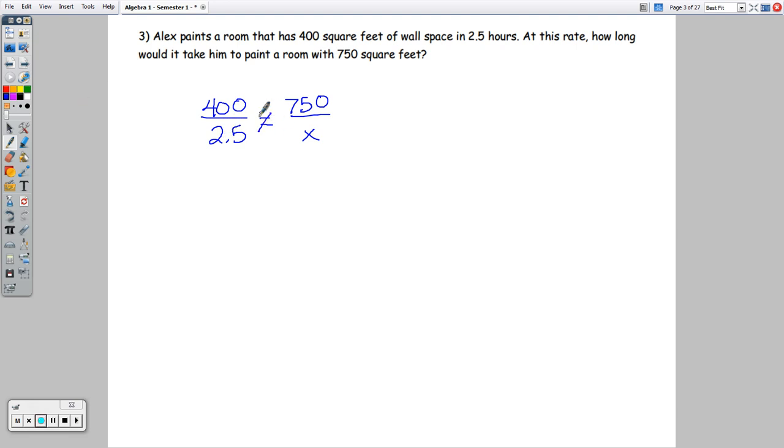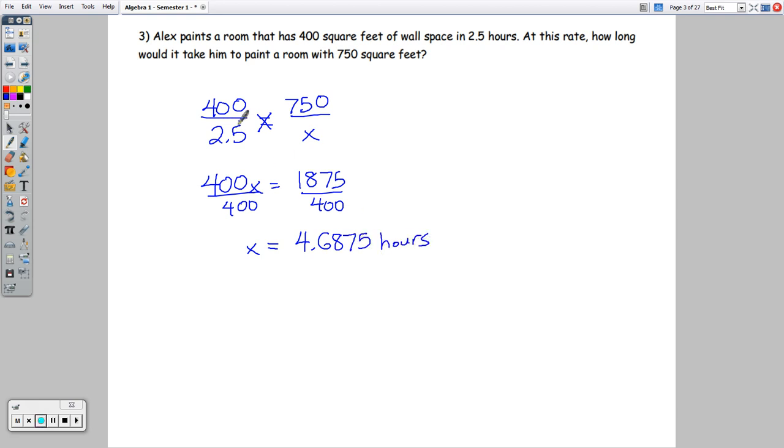From there, cross multiply. 400x would equal 2.5 times 750. And let's see, that's 1500 plus 375. I have that written down here already, though. I had worked that out prior to this. This is 1875. So I can divide this by 400. And putting that in the calculator would give me exactly 4.6875, so that many hours.